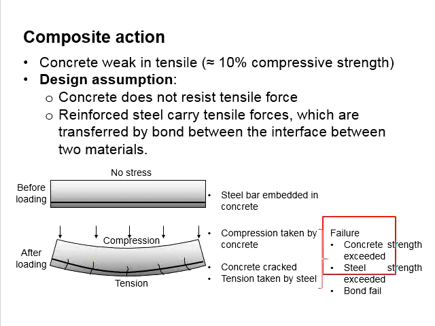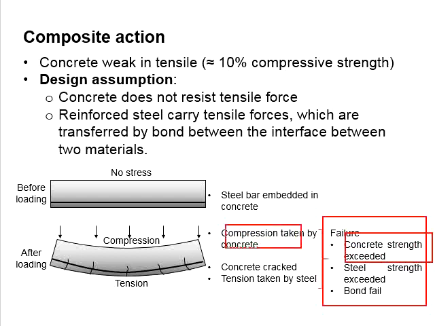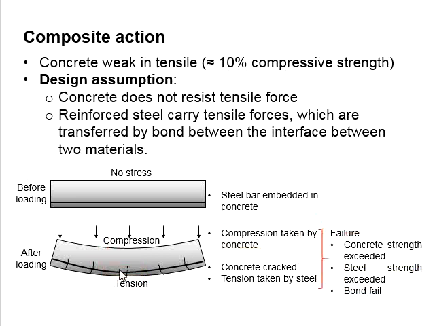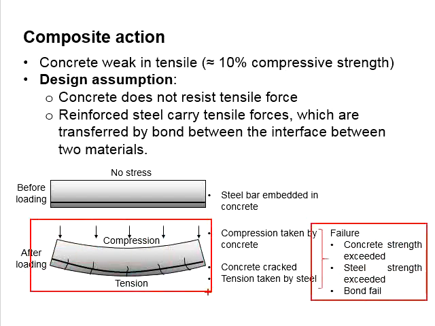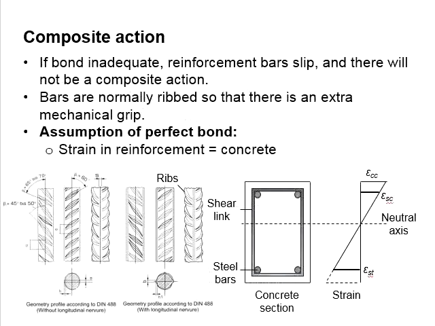A member will fail when the compressive strength of the concrete is exceeded, or when the strength of the steel bars is exceeded, or when the bond between the steel and the concrete fails. As long as the integrity of the composite material is ensured, the element will withstand the load. The bond within the reinforced concrete member is essential.